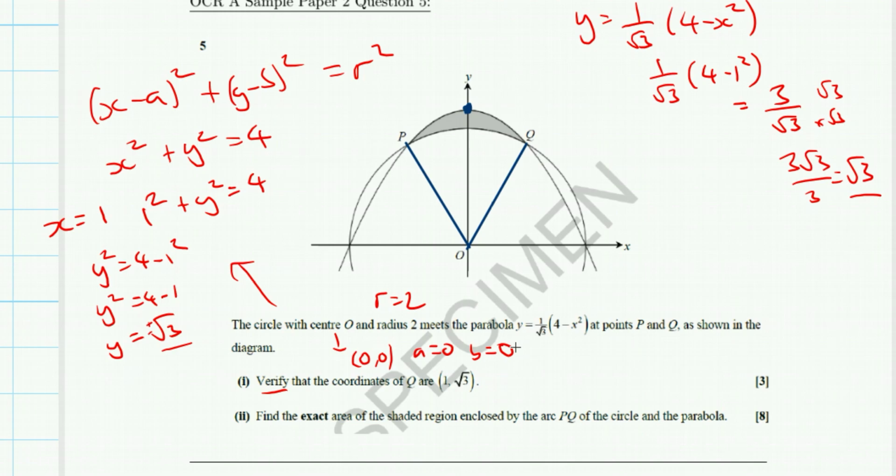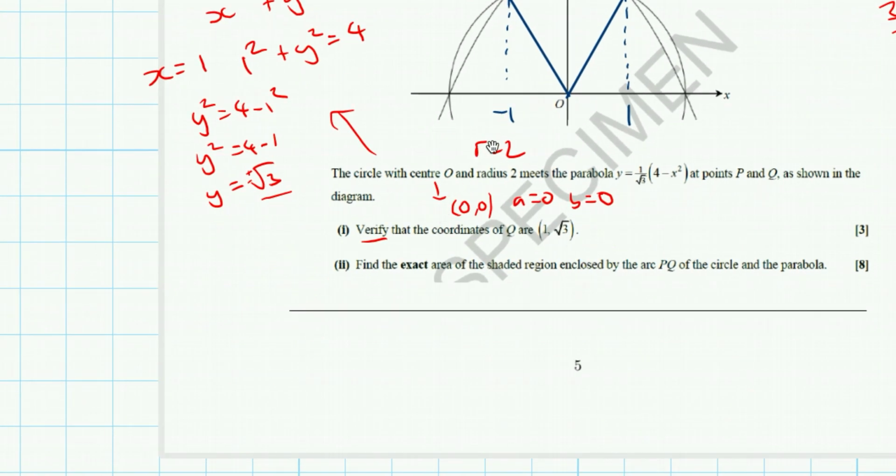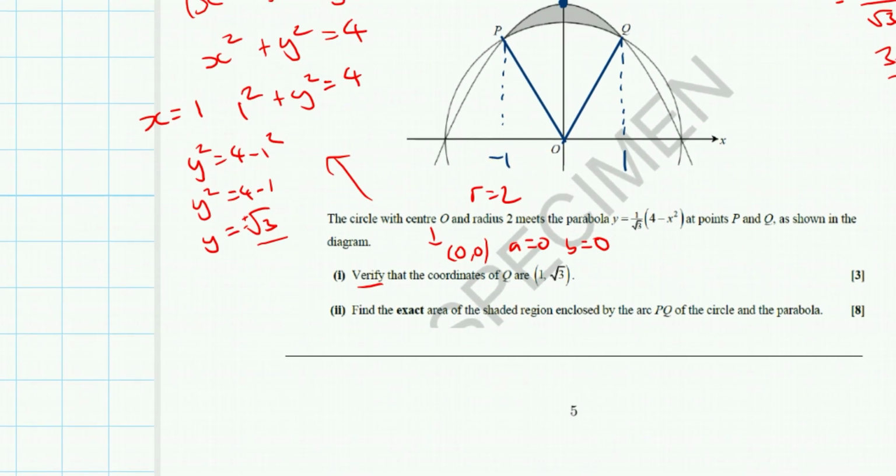That's very important because that means that we can assume that this is symmetrical, and therefore that this Q here is going to be 1, and this P here is going to be minus 1. So the reason why that's very important is that it makes it much easier for us to integrate. So 1 over root 3, 4 minus x squared.